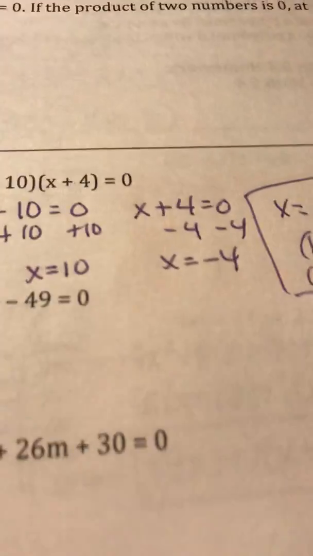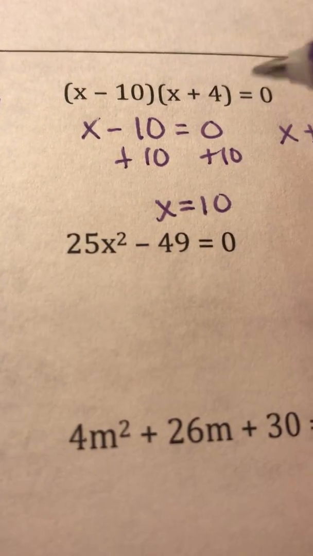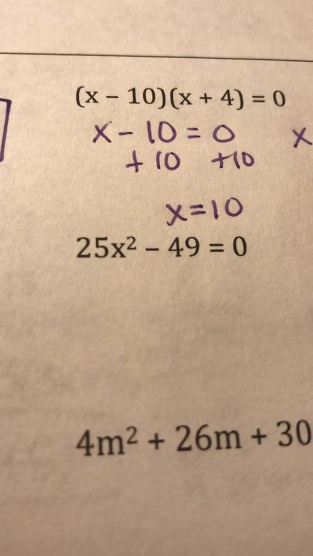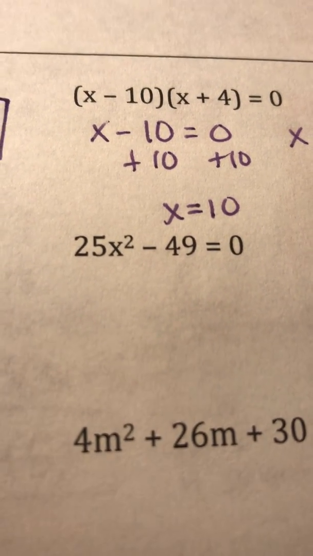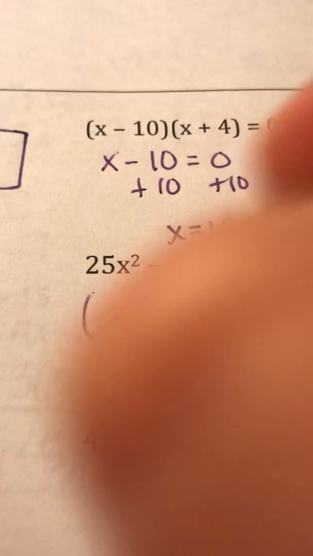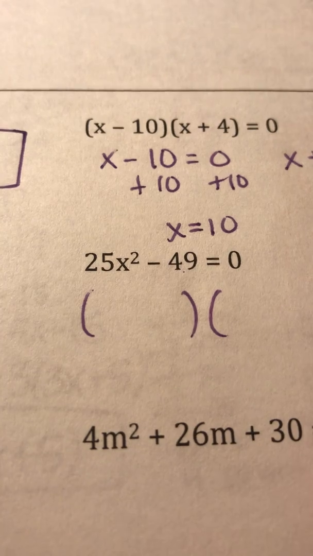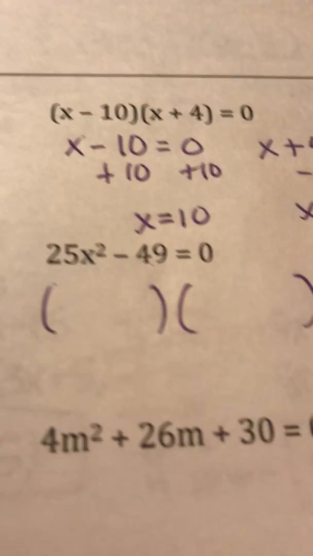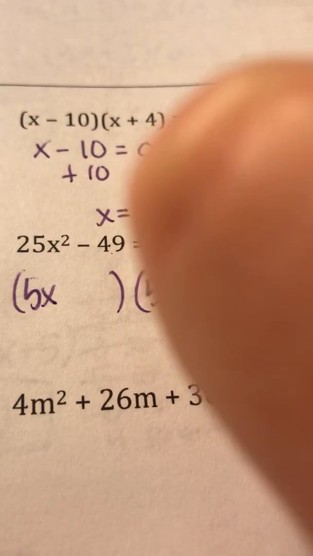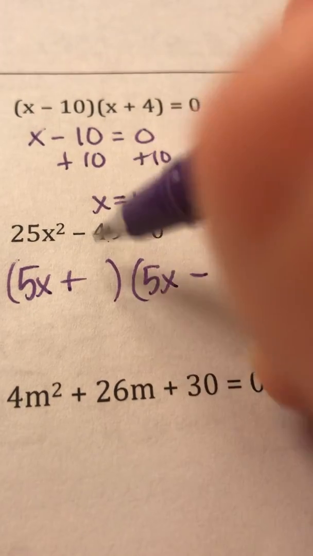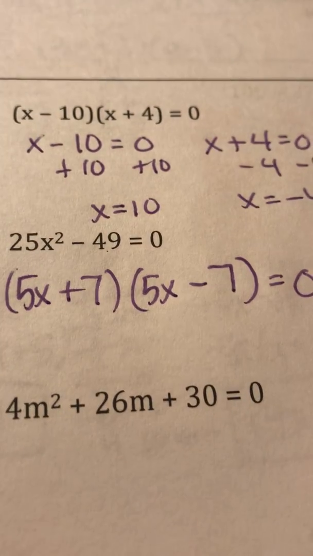Okay, let's look at the next one. Here we have 25x squared minus 49. Now, if we look at this, what we have is difference of squares, right? This is squared, subtraction here in the middle. So, difference of squares, we take this one, square root it. We have 5x and 5x. We have plus and minus. Square root of this is 7 and 7.